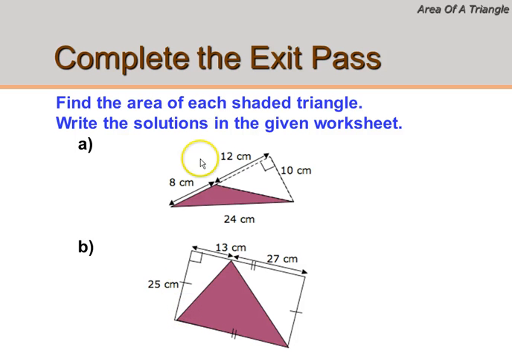Now you have to complete your exit pass by finding the area of the shaded triangle. Please write the solutions in the given worksheet. Take a look where the height is, where the base is. The triangle is actually the shaded portion, not this portion here and this portion here.